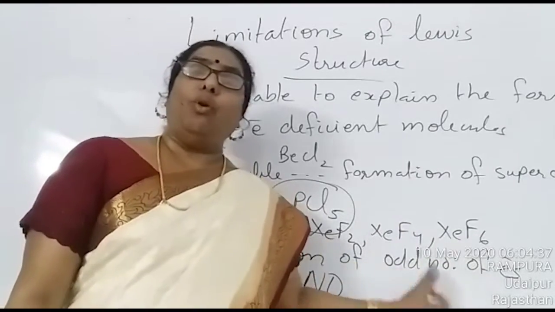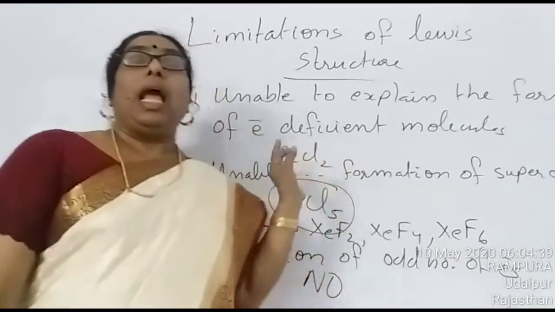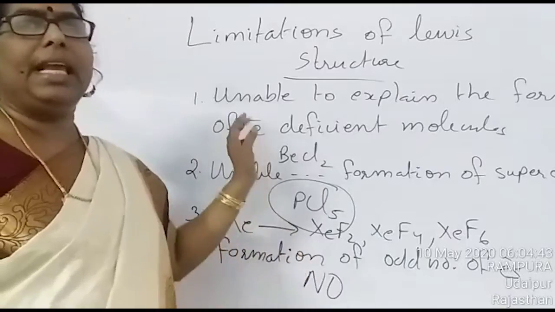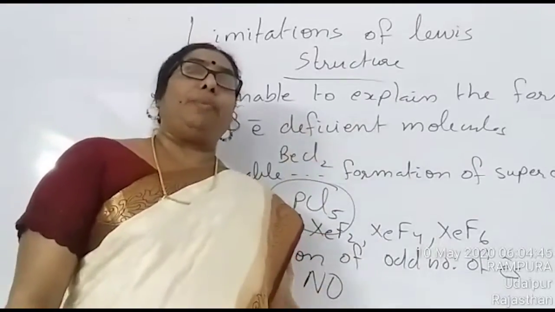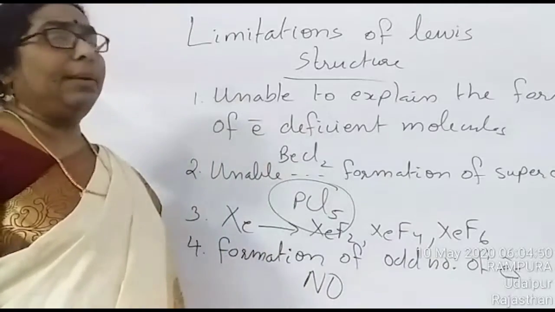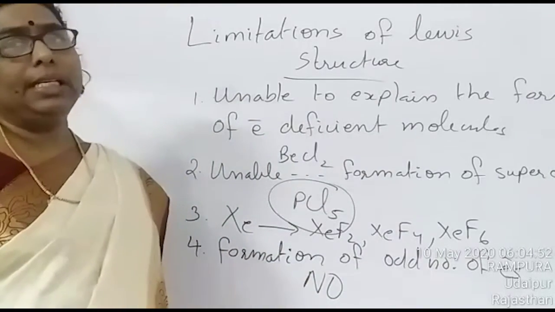Molecules which contain an odd number of electrons. And the last limitation is that it is unable to predict the energy changes which take place during bond formation. Is it clear, children? That is about the limitations of the Lewis structure.